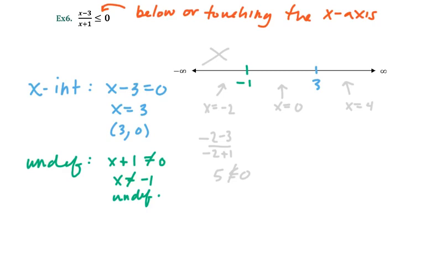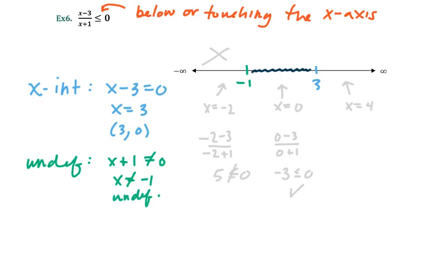solution set. So I'll test again for x equals 0: 0 minus 3 over 0 plus 1, which gives me -3. And when I compare that to 0, is -3 less than or equal to 0? The answer is yes, it is. So that means I can shade this region. This region is going to be part of my solution set.